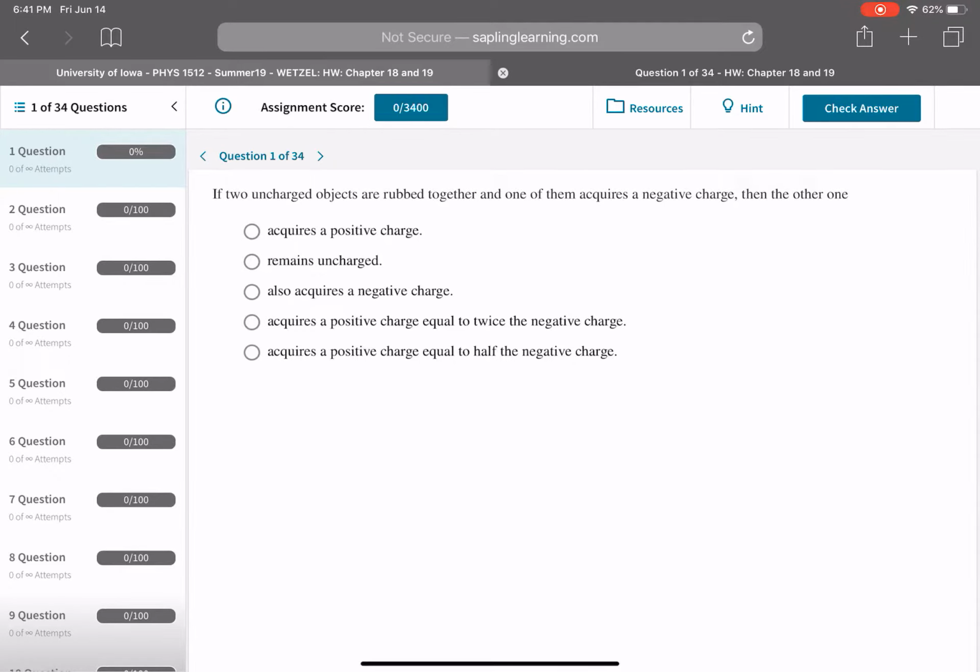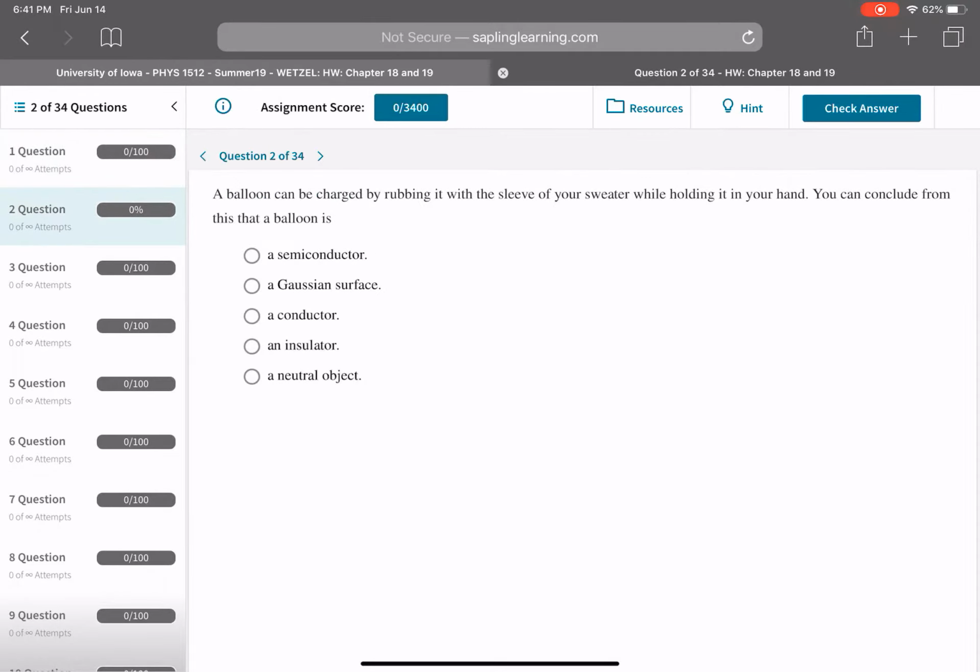Question 1, if two uncharged objects are rubbed together and one of them acquires a negative charge, then the other one is going to acquire what? So you've got one thing rubbing together. This is a conservation of charge. So one thing becomes negative, the other one has to become the opposite charge in order to conserve charge. You're moving electrons around, so there's a finite number of electrons. If you take some money out of your bank account, it's going to be gone.